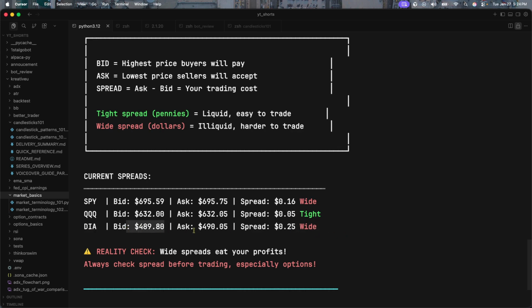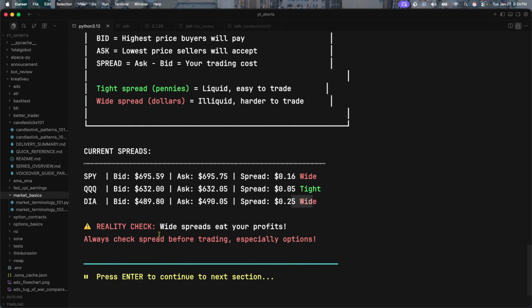Bid, what you pay to get out. Ask, what you pay to get in. Spread is 25, and that is wide. Wide spreads eat away at your profit. Always check these spreads before trading, especially when it comes to options.